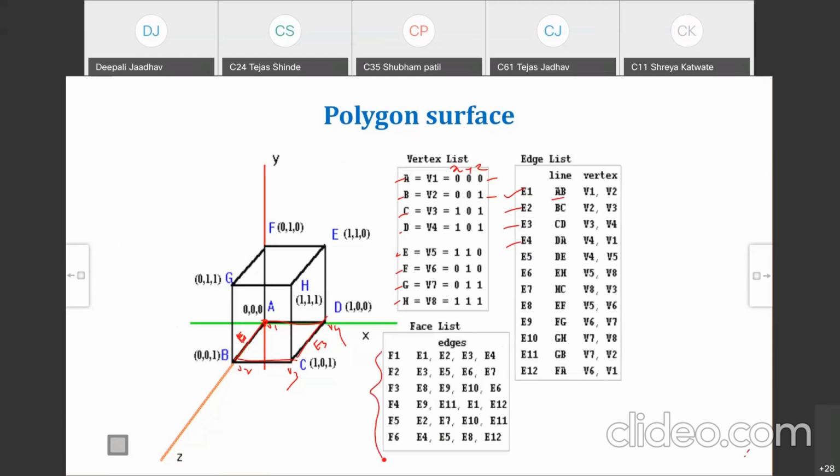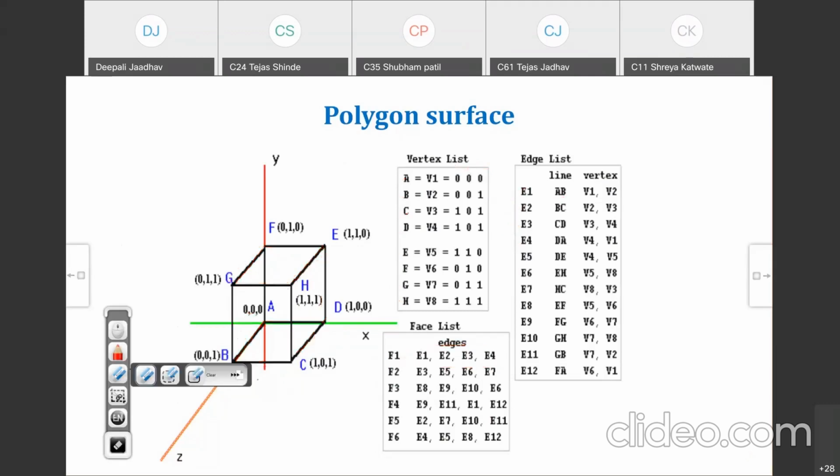This face is made by this edge, this edge, this edge, and this edge. Now this one, E1, E2, E3, E4. All these together generate this face number 1. Then this E3 generates this face, this face, this face. How many faces are there? 6 faces are there. That is the representation of a polygon in 3D. But now we are going to see an example of a polygon in 2D only.